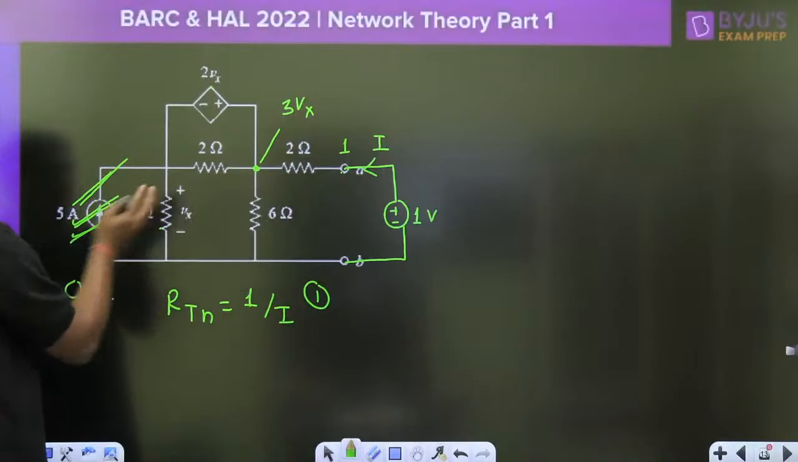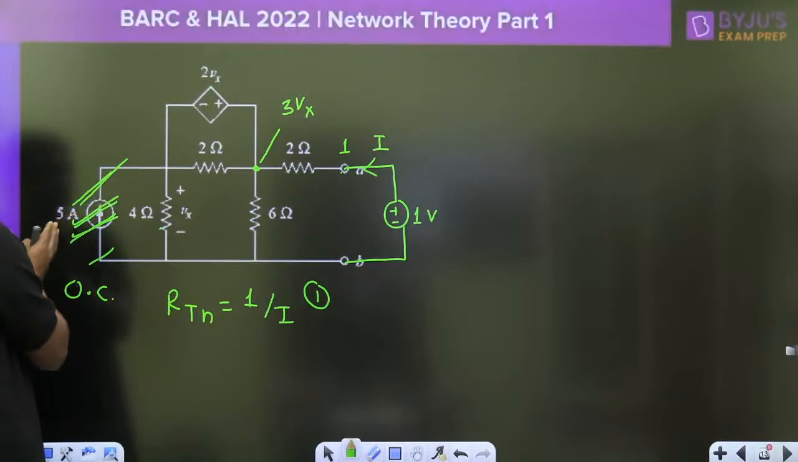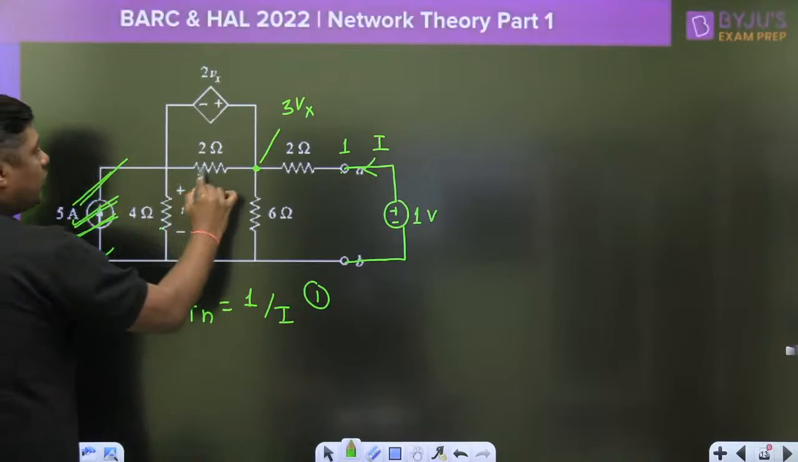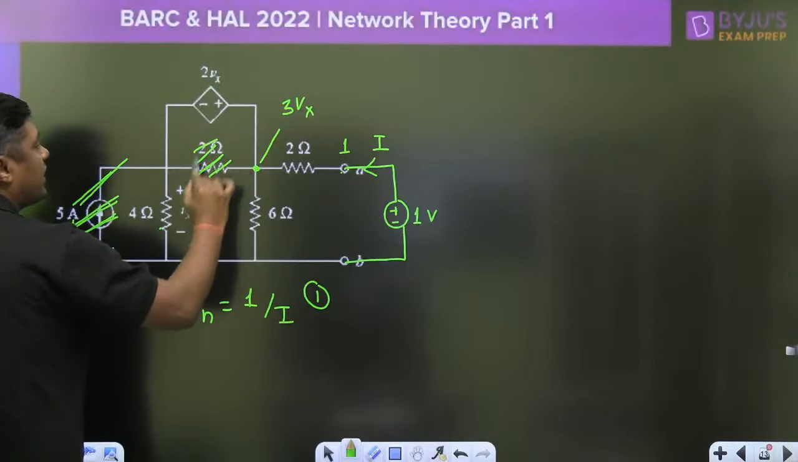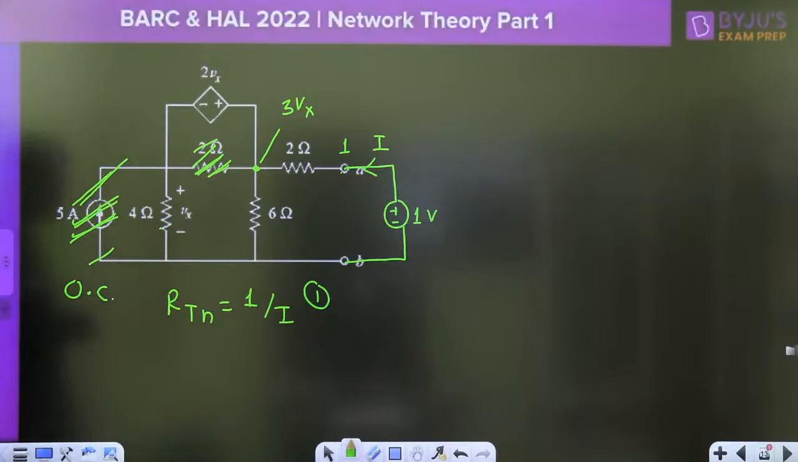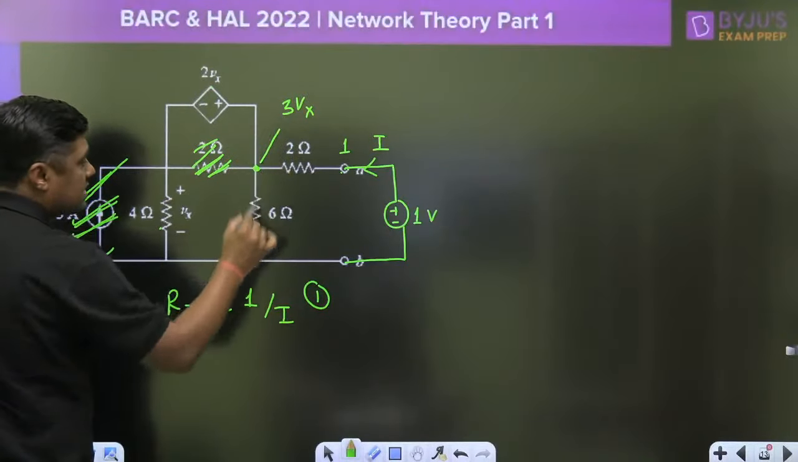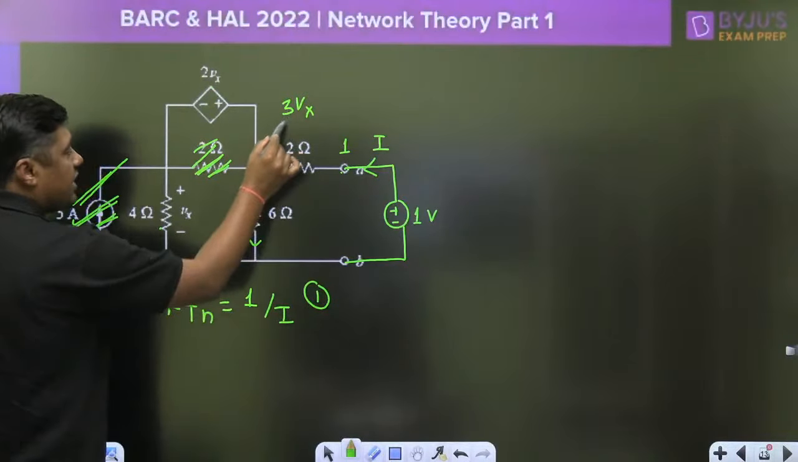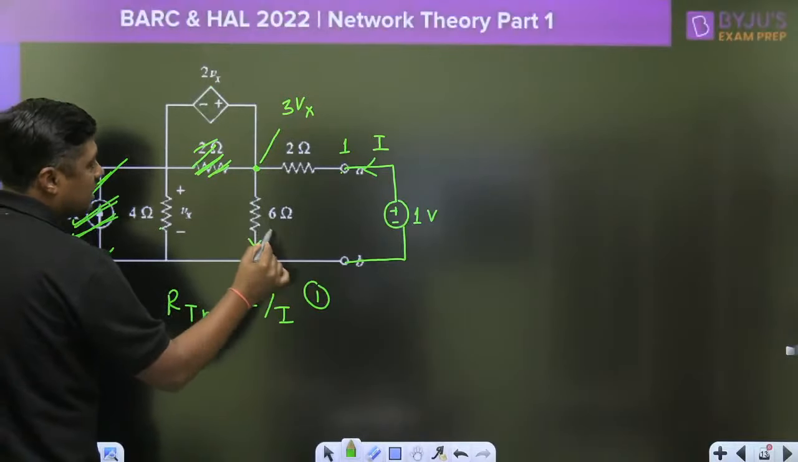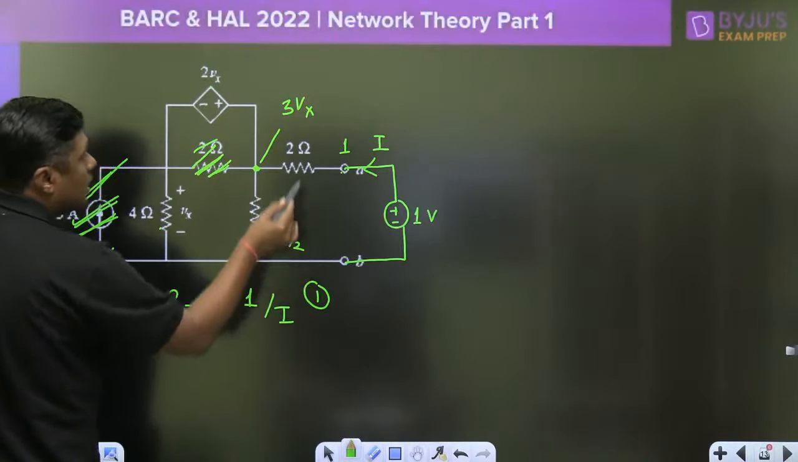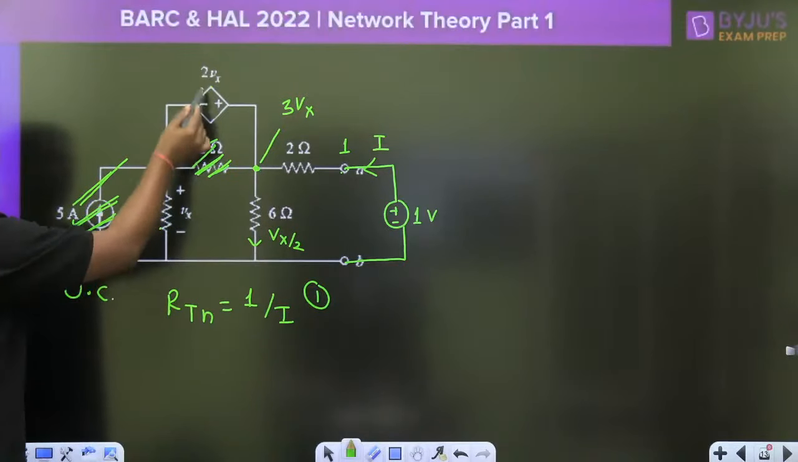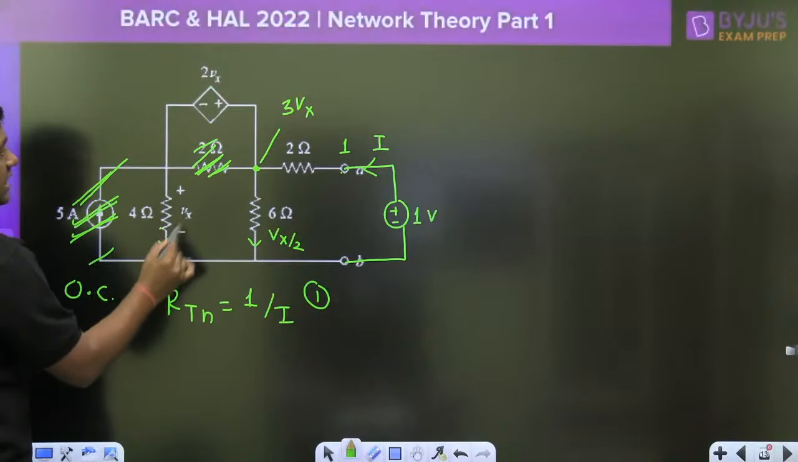That is the method. Connect the 1 volt battery. Make all independent active sources 0. Now you can remove the 2 ohm resistor. Simply tell me, what is the current here? 3Vx divided by 6, that is nothing but Vx by 2. The current will pass through this resistor and that resistor, and again the same current will be here.